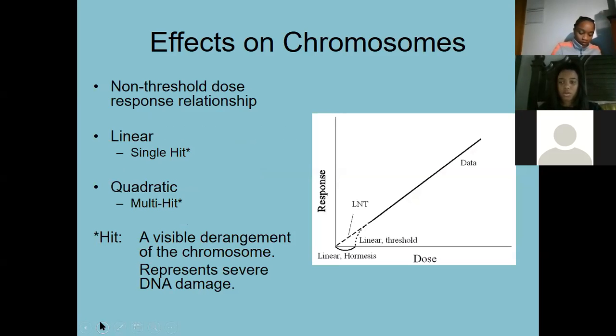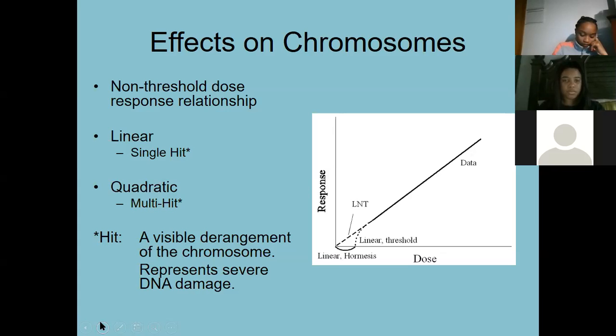Oh, how many chromosomes do we have? 23 pairs. 23 pairs, or 46. What do we call the first 22 pairs? Somatic cells? The autosomes. We call them the autosomes. And the 23rd pair are the sex chromosomes.